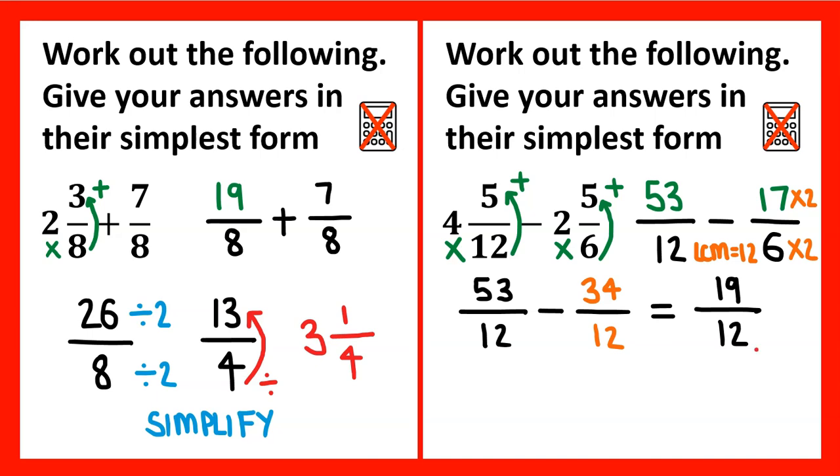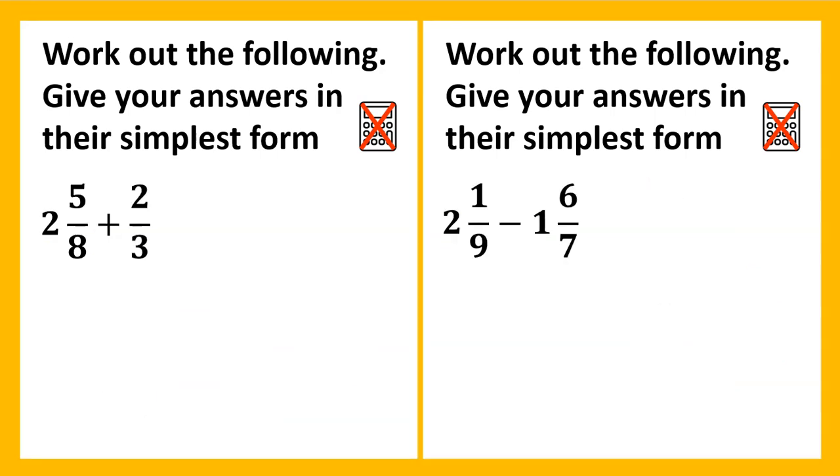Simplifying this, we'll be leaving it as a mixed number. 12's go into 19 once with a remainder of 7, so the answer would be 1 and 7 over 12. On to the intermediate questions with a slight increase in difficulty.